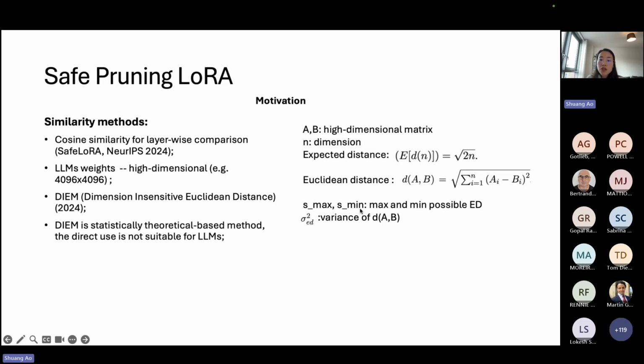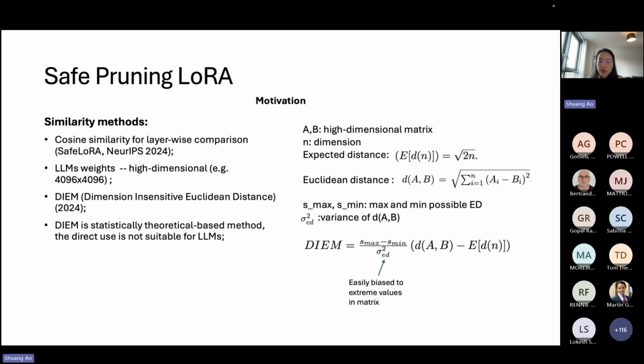So it also has the max and mean possible Euclidean distance in this way, and then the variance. And then it's calculated in such a way that, well, this part is for the scaling. And as I said, this is theoretical work, so we need to redesign this so that it can be suitable for the large language model. Then what problems does it have?